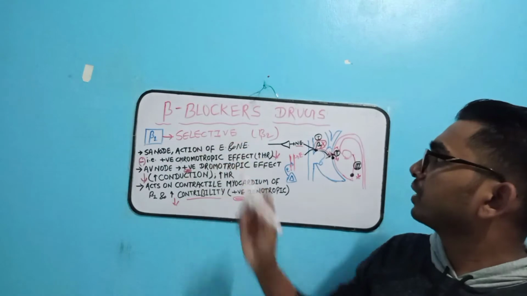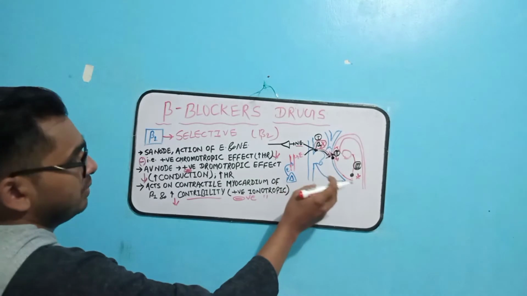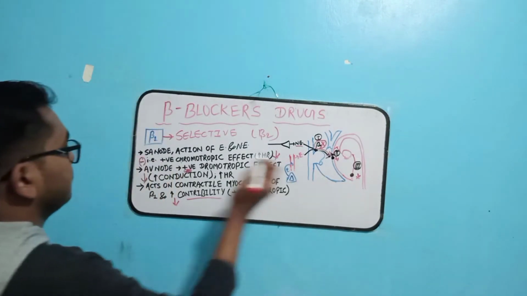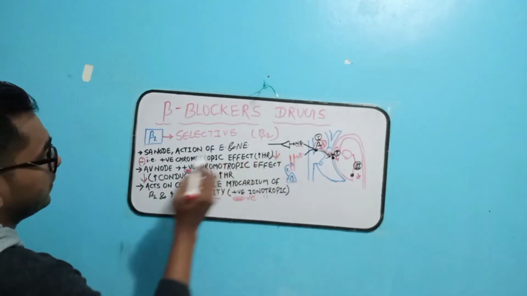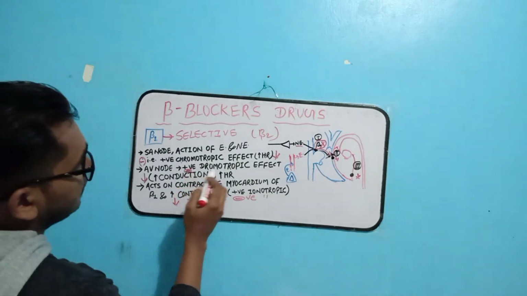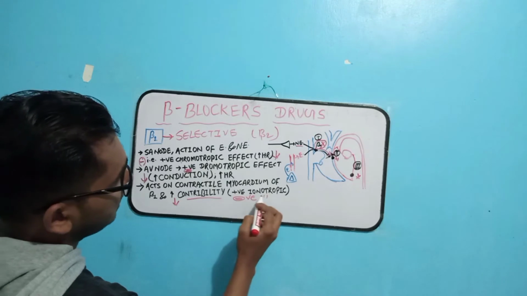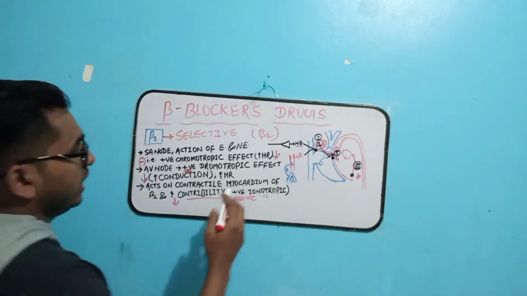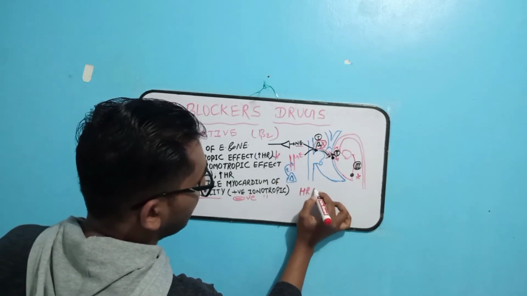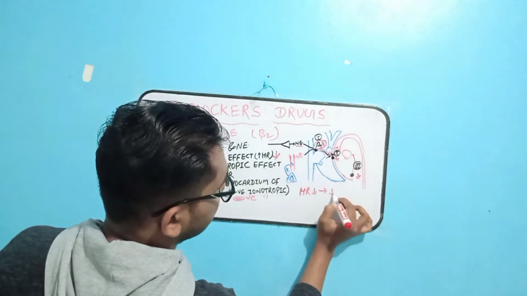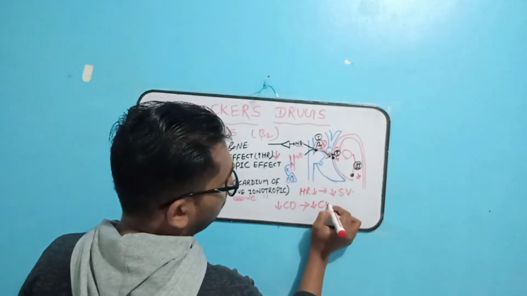So beta 1 blocker drugs can reduce the electrical as well as the mechanical activity of the heart. That leads to the negative chronotropic effect, and in the electrical effect, the negative dromotropic effect, and for the mechanical effect, the negative inotropic effect. When there is a reduced heart rate, that leads to a decrease in the stroke volume, and that leads to a decrease in the cardiac work.